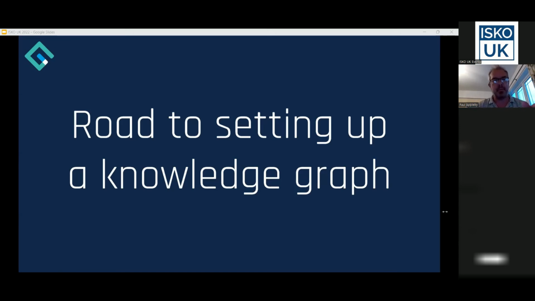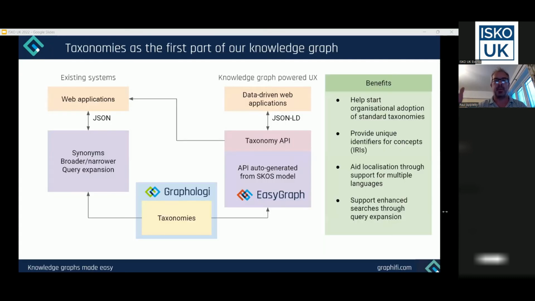So that's kind of a process. How do you actually go about setting up your knowledge graph? So we've seen that from an information perspective, we can add increasing complexity and sophistication. And really step one, though, is simply to deploy your taxonomies.